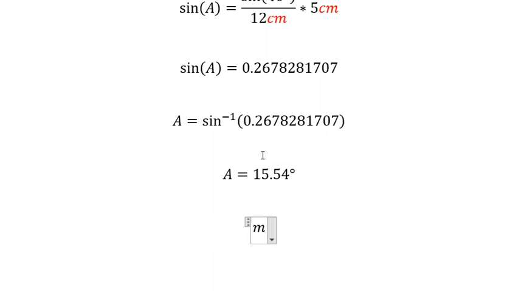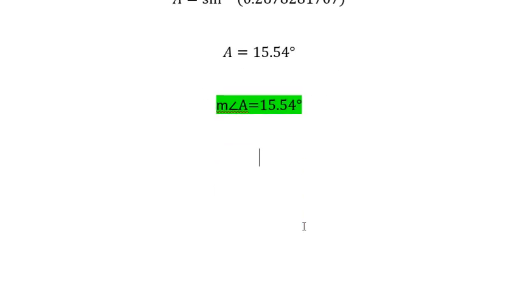So the measurement, let me write it like this. The measurement of angle A equals 15.54 degrees. And we can use this answer we got here to find how much angle B will measure.